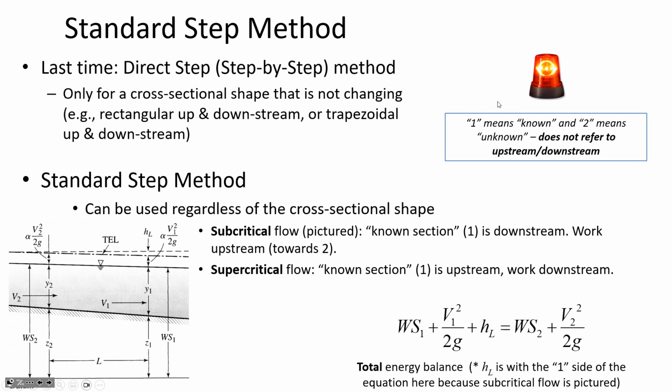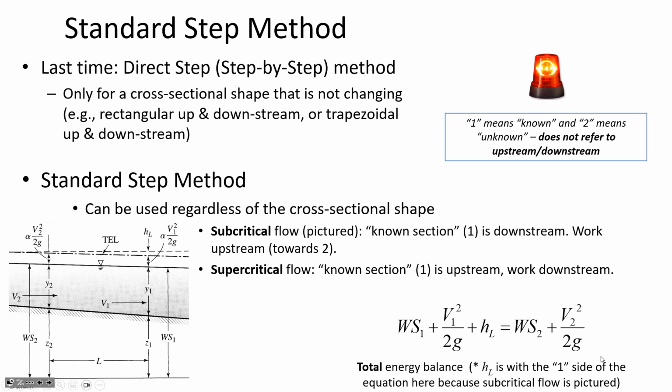And I've got to warn you here, this little siren, it's not really a siren, the light, it's a warning that 1 and 2 mean different things than they've meant before. Because in all of the formulas I've showed you so far, whether it was closed channel or open channel, 1 has meant upstream and 2 has meant downstream. But in the context of just the standard step method, what we mean by 1 is the location where we know the depth, and location 2 is where we don't know the depth. So it doesn't mean upstream, downstream in the standard step method. So keep that in mind.